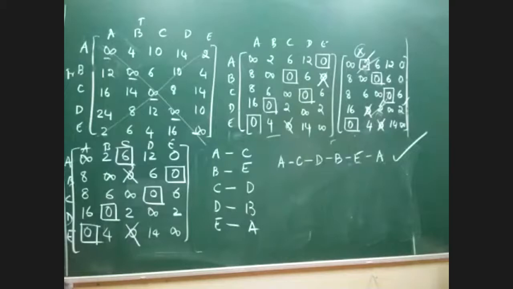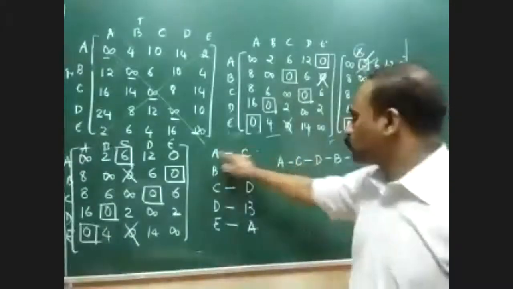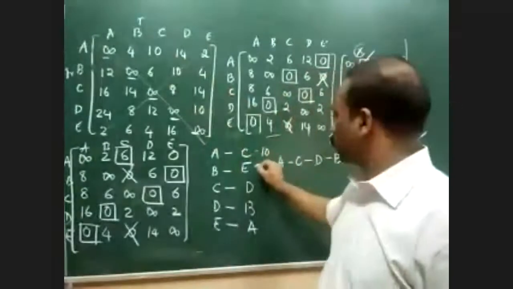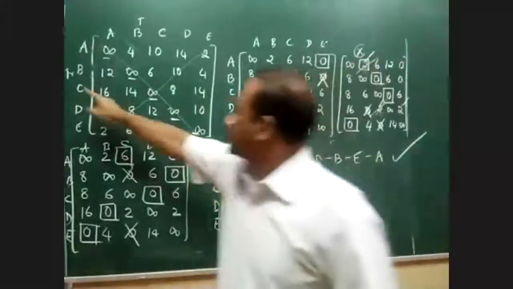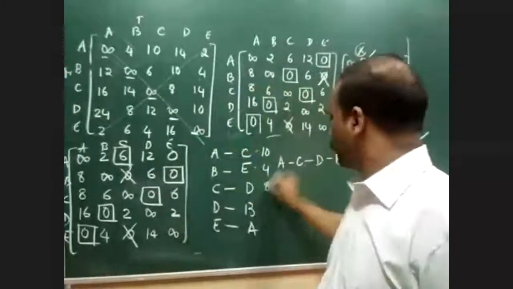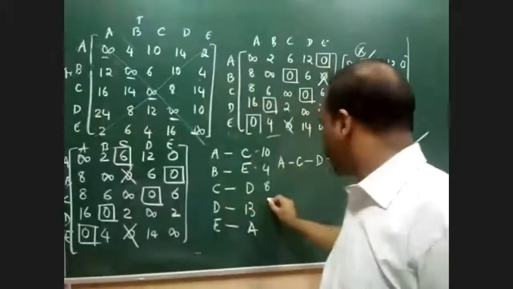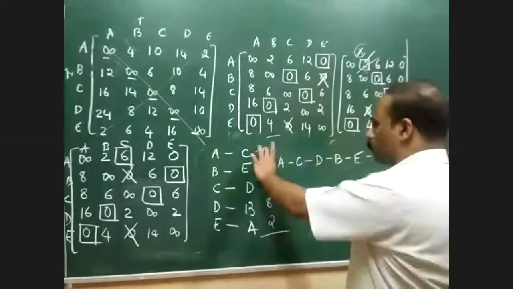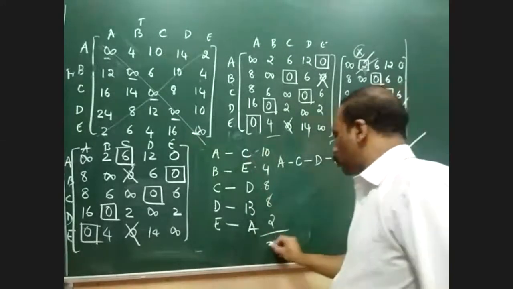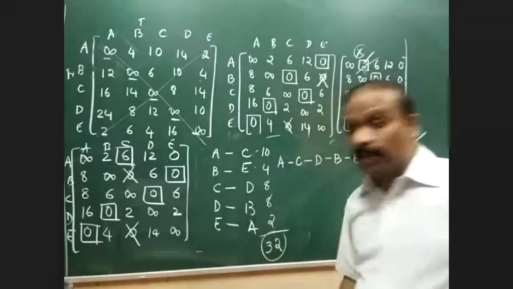He cost calculate ಮಾಡಾಗಿಲ್ಲ. You are not supposed to calculate the cost until this condition is satisfied. So cost same ಅದೇ ರೀತಿ calculate ಮಾಡೋದು. You just write down the cost. A to C cost ಎಷ್ಟು ಬರುತ್ತೆ? 10. Okay. B to E. So B to E cost ಎಷ್ಟು ಬರುತ್ತೆ? 4. C to D cost ಎಷ್ಟು ಬರುತ್ತೆ? 8. Okay. D to B cost ಎಷ್ಟು ಬರುತ್ತೆ? 8 again. And E to A ಎಷ್ಟು cost ಬರುತ್ತೆ? 2. Okay. If you add everything, how much you get? 14, 22, 30. So 30 is the minimum cost the company will incur.